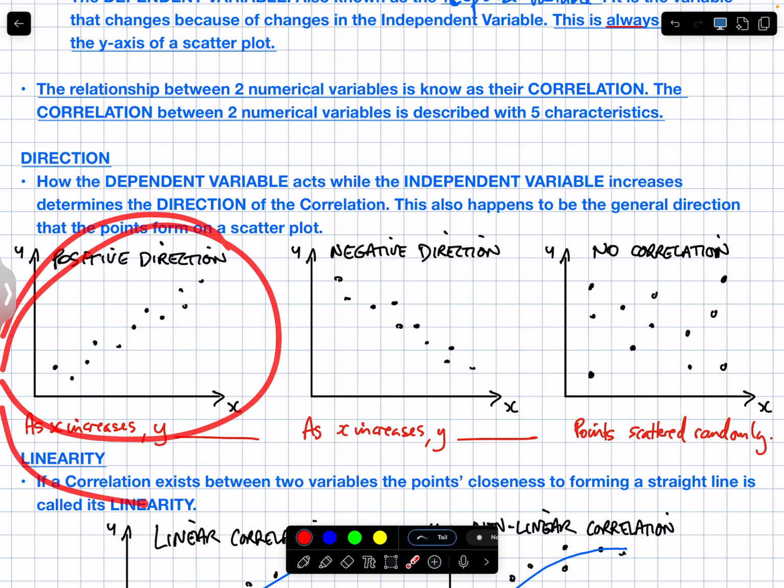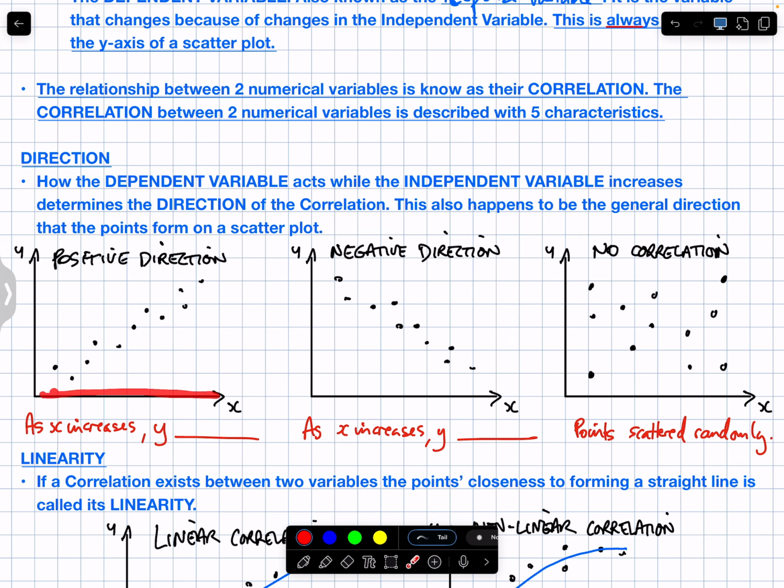If I'm looking at this left one here, girls, can you leave until after? As I go to the right on the x-axis, what's happening to the dots going on the y-axis? Are they going up or are they going down? Up. So in a positive direction for the correlation means as x increases, y also increases. What about for the negative direction? As x increases, what's y doing in the negative direction? Yeah, decreasing. And if there is no correlation, the points are scattered randomly.